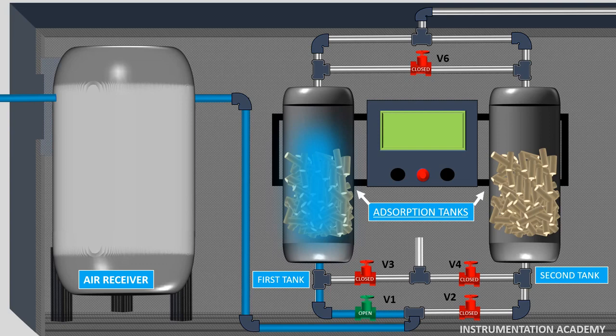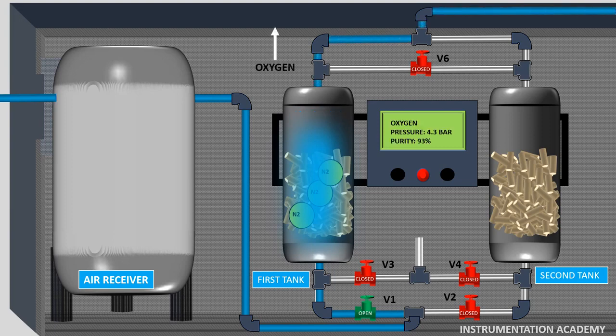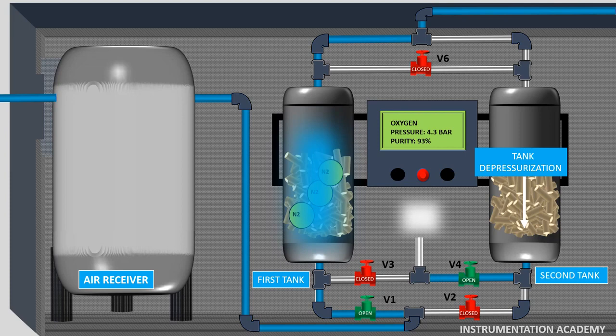As the air passes through the zeolite in the first adsorption tank, the nitrogen molecules get trapped in the pores of the zeolite while oxygen will pass through the adsorber and exit as product gas. This takes place until the adsorber has reached its maximum adsorption capacity. Simultaneously, the second tank is depressurized to atmospheric pressure by opening valve V4. When the atmospheric pressure is reached, this valve V4 is closed. Just before the zeolite in the first tank becomes saturated with nitrogen, the process switches oxygen generation to the other adsorption tank, that is the second tank.